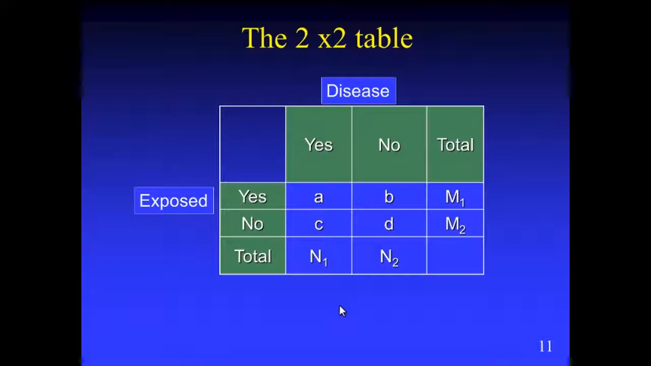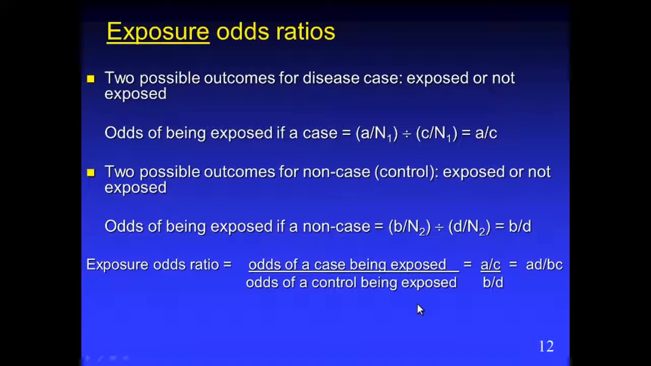Okay. Now let's go back to the 2 by 2 table. It should be very familiar to you now. So just to remind you, of the A, B, C, D, this structure should start becoming completely intuitive to you, A, B, C, D. And then there's the row totals and the column totals. So let's talk about the exposure odds ratio.